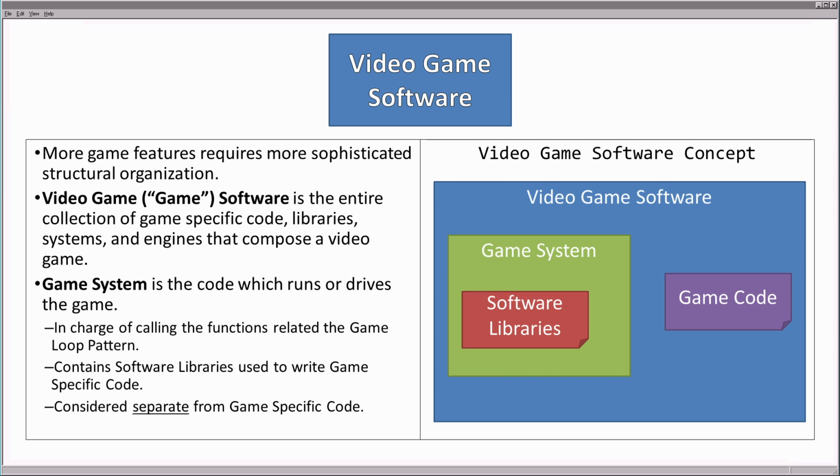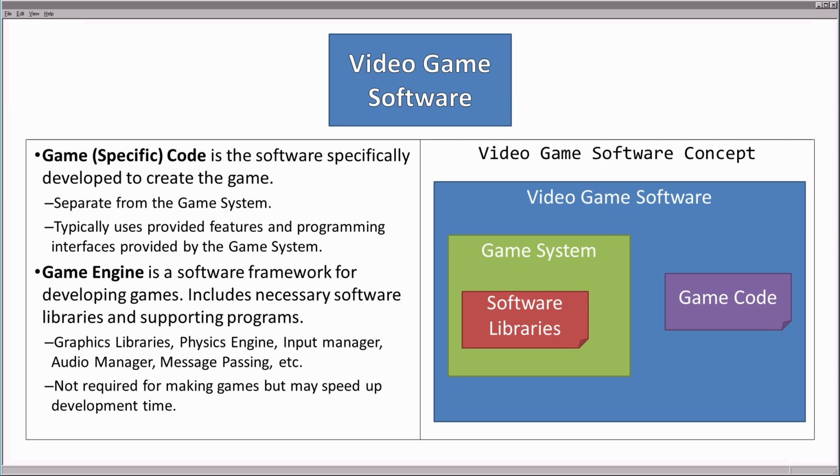Video game or game software is the collection of all the game-specific code, libraries, systems, and engines that compose a game. The game system is the code which runs or drives the game. It is in charge of calling the functions related to the game loop pattern, and contains software libraries used to write the game-specific code, and this is all considered to be separate from the game-specific code itself. A game engine provides many of the features common in most modern games. We do not need a game engine to make a game, but as a developer, it definitely speeds up the process. Game-specific code is the software specifically developed to create a game.